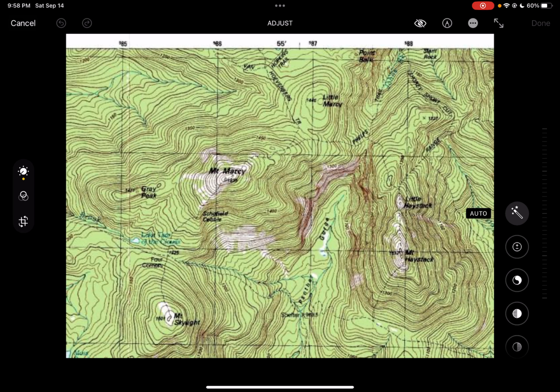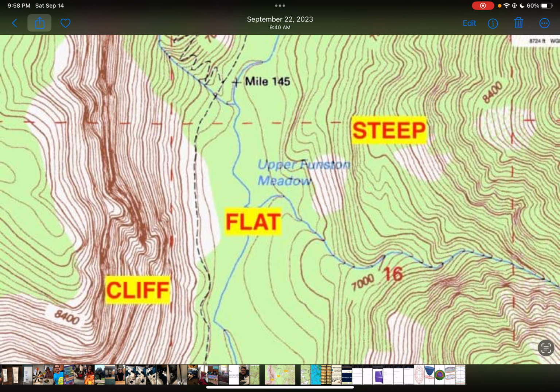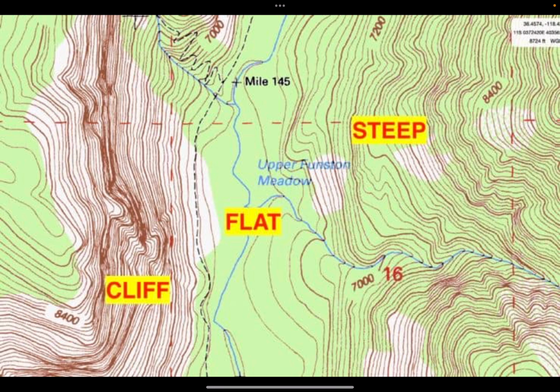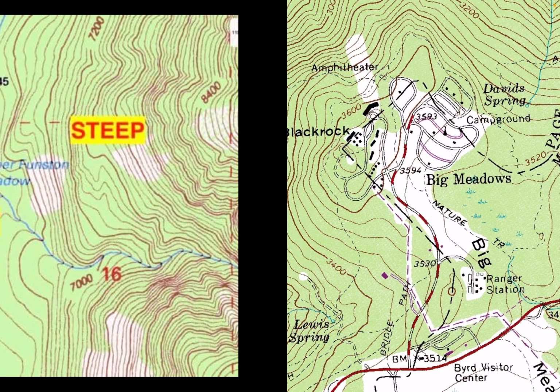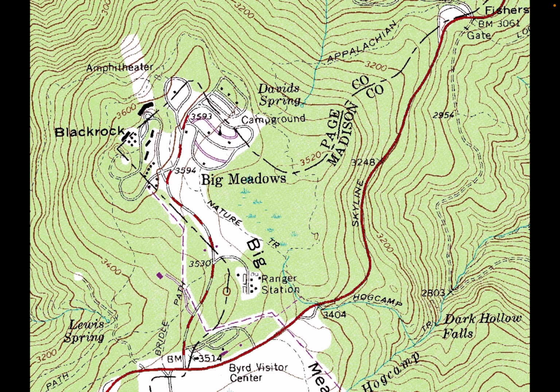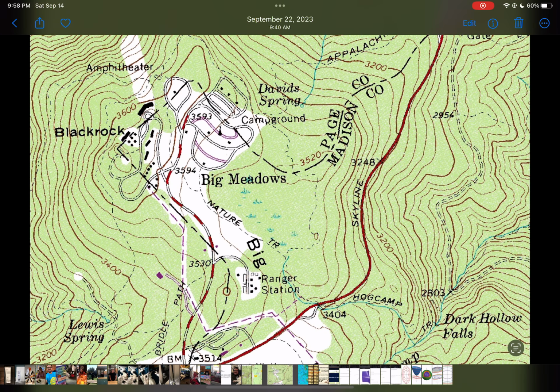So let's look at another one. This gives you a little bit of a clearer idea, I think, with these labels. You can see the tighter the contours, the steeper the terrain. And of course, the wider the contours, the flatter the terrain. This is the one that I want to take a little more time with here.